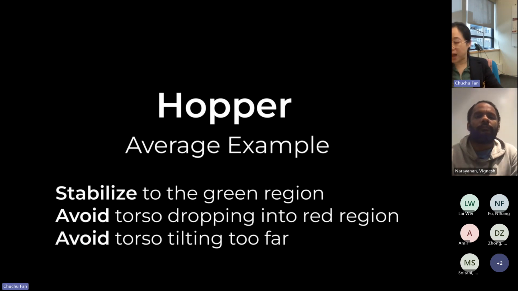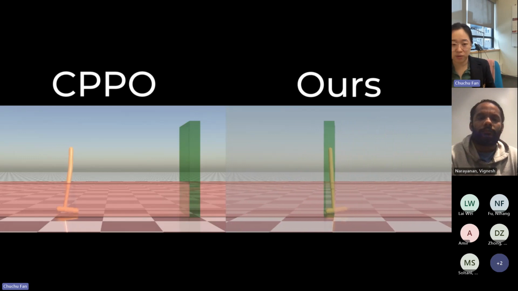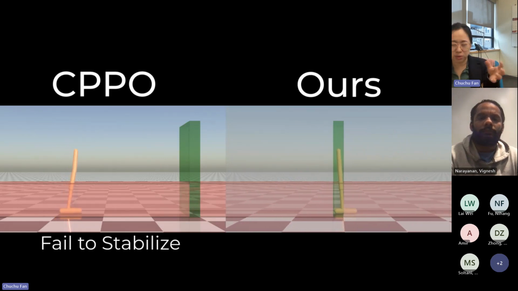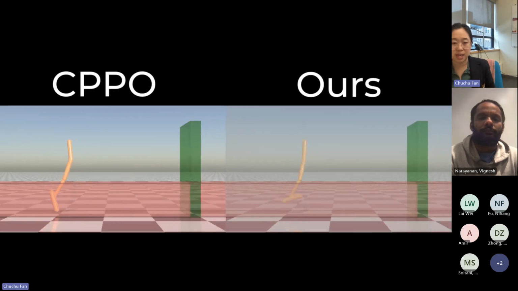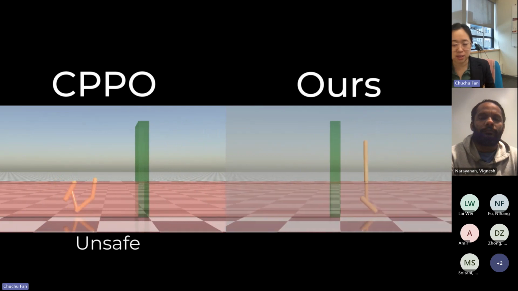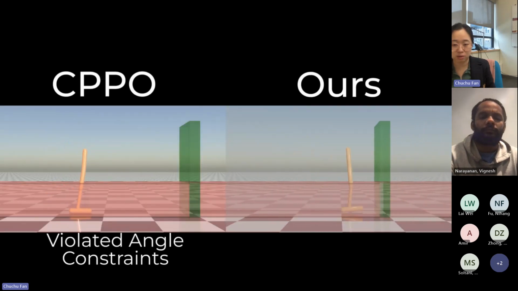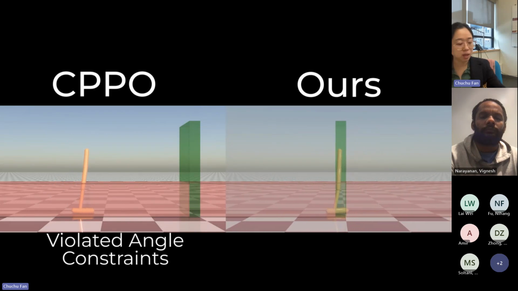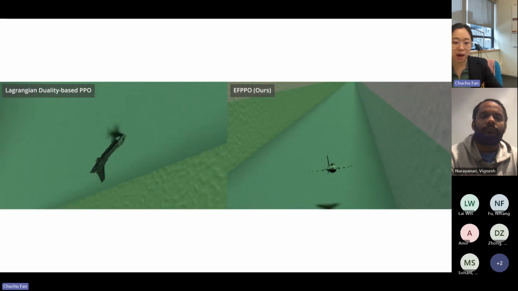Now with that, if we run this on a standard setting of a hopper, and of course we need to stabilize it, so we ask the hopper to jump into that green region. You can see how constrained PPO, which is a Lagrangian duality-based approach, fails versus us, who can successfully run the hopper into the green region.